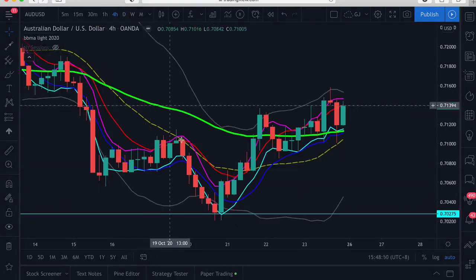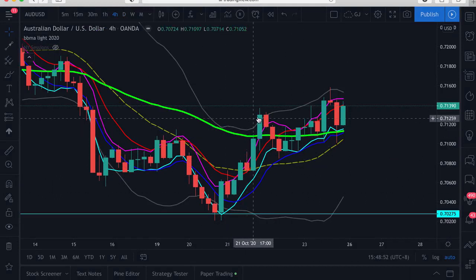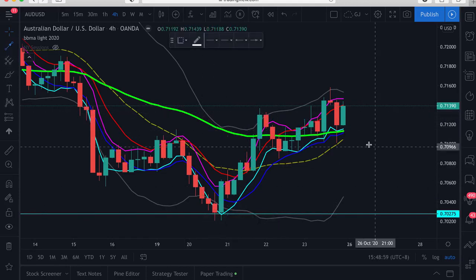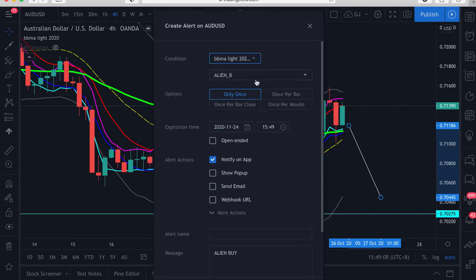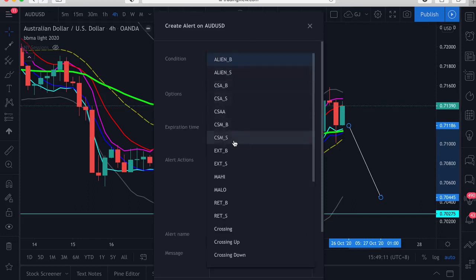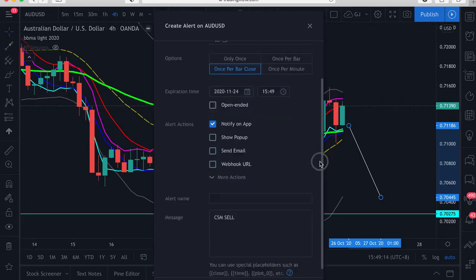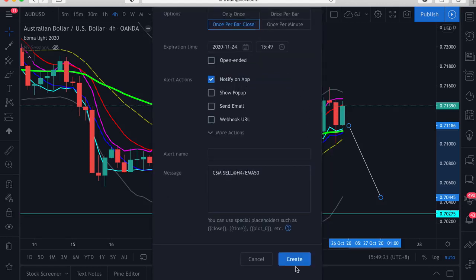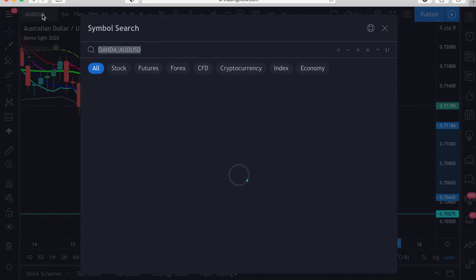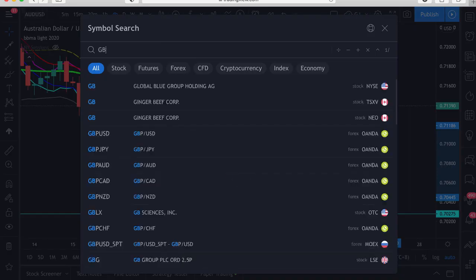To make the re-entry sell valid, as you can see here, this is a re-entry sell as well. And on H4, we want to see a CSM sell. Unfortunately, there was a CSM buy here. This CSM sell became invalid, so we need to wait for the next CSM sell to happen here. So what we're going to do is create an alert again. It's our custom indicator, CSM sell at H4, and make sure it closes below EMA 50. Create.